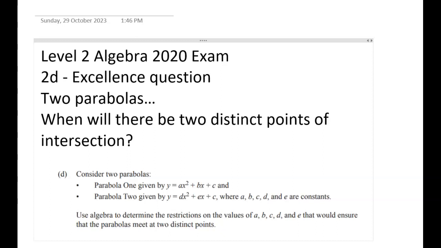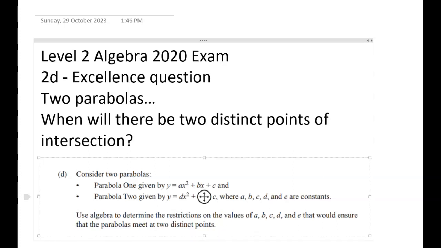Kia ora koutou. In this video, I'm going to go really slowly through this old exam question from 3 years ago. It's an excellence question about two parabolas. If you start off by looking carefully at the structure of the two parabolas and then thinking about what the graphs of those two parabolas would look like, I think this question becomes much, much more doable. Okay, so let's firstly read it through really slowly and see what's going on.